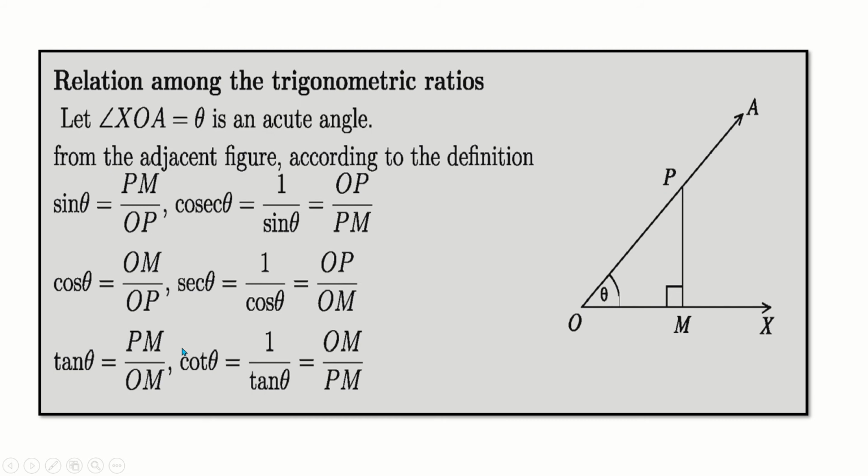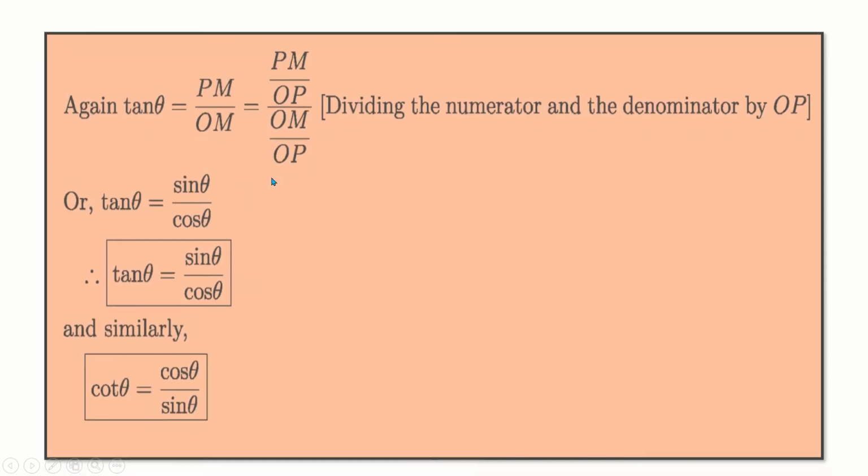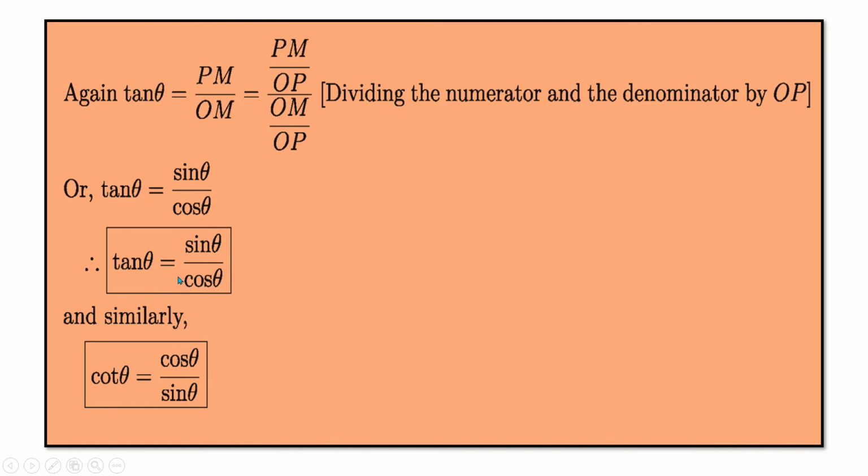Again, PM by OM, we can write as PM by OP over OM by OP. That means divide both numerator and denominator by OP. As a result, PM by OP is equal to sin theta, and OM by OP is equal to cos theta. So tan theta is also equal to sin theta by cos theta. Clear? And cot theta is equal to 1 by tan theta, but tan theta is equal to sin theta by cos theta. So after calculating, cot theta is equal to cos theta by sin theta. Clear, students? Okay.